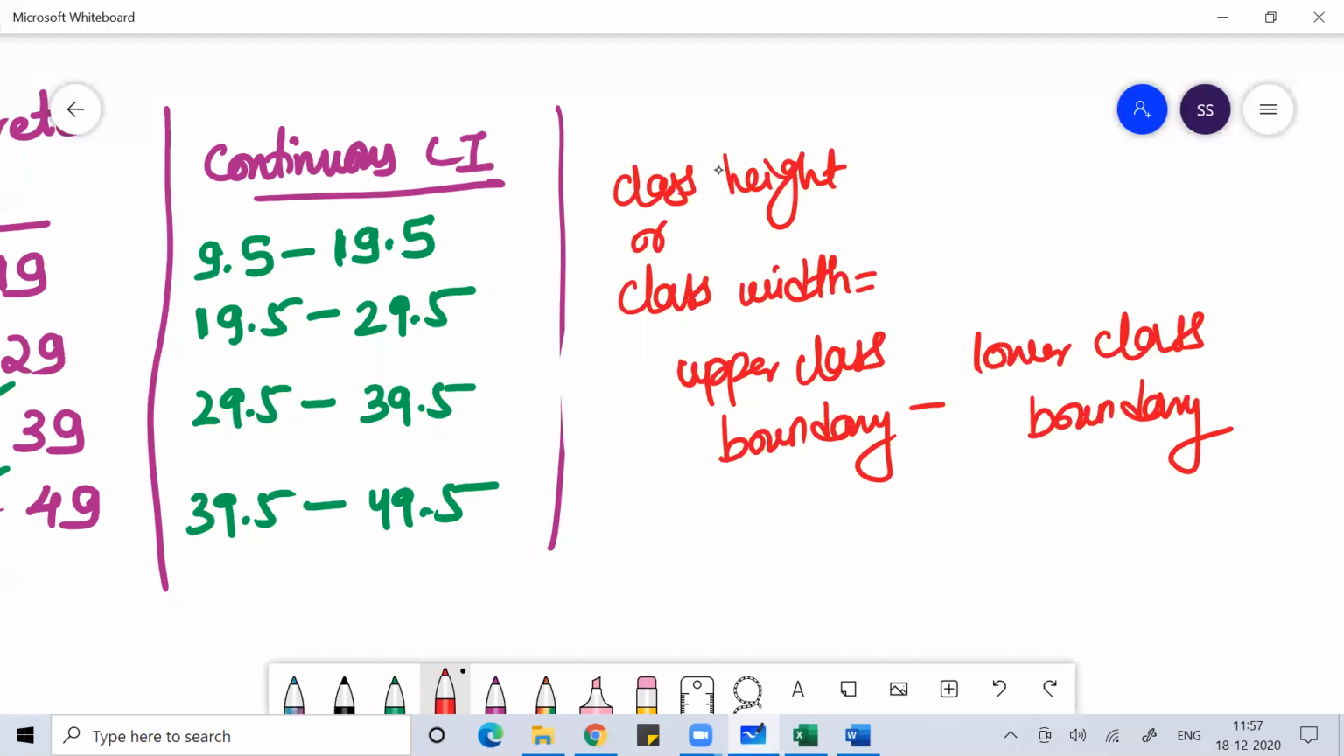Here you can see the difference is 10, so this class width is 10. The difference between the lower class boundary and the upper class boundary is 10.